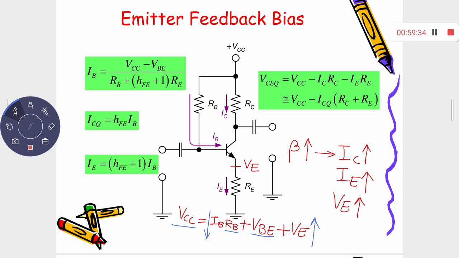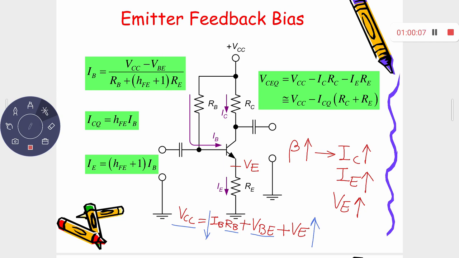Sir, here IC and IE are taken to be equal. IC is equal to how much? Alpha times IE. Oh, there is an approximation sign. This is ICQ, because alpha is close to unity. That's right. Otherwise, you can put the exact value of your alpha.